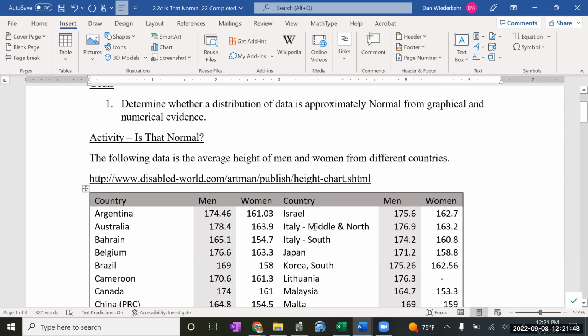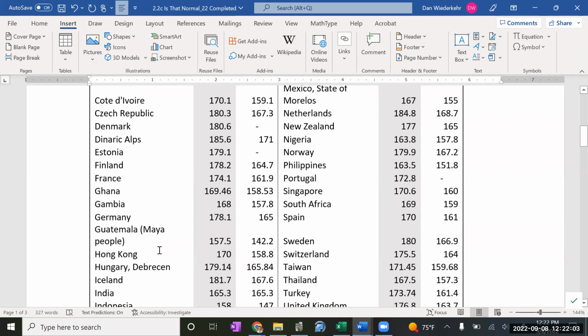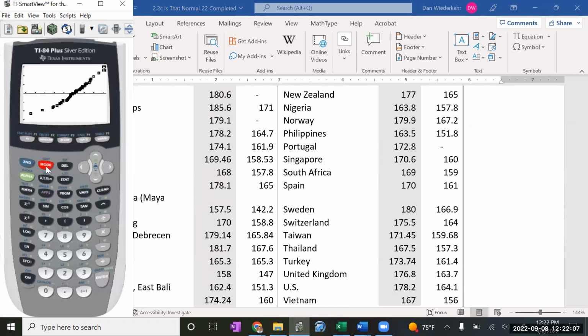So you should have talked already, and hopefully you're able to brainstorm some things that you need for data to be normal at the very least, or some ways that you could tell if this data was normal for both the heights of men and the heights of women in 57 different countries around the world. Now I have already inputted my data for men and for women. And we're going to take a look at the men's data first.